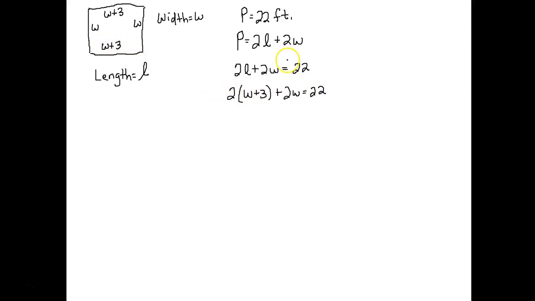Because of this, we went from having this equation that had 2 unknowns, L and W, to an equation with only 1 unknown, W. And we can solve that easily. Distribute the 2. Combine like terms. Subtract 6 from both sides. Divide by 4 on both sides. We get W equals 4.